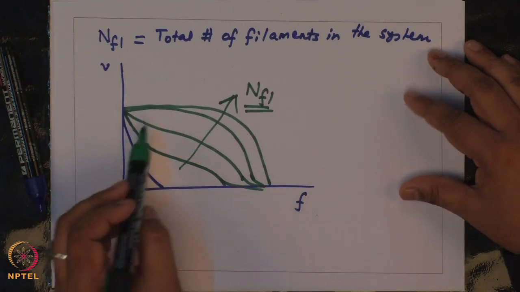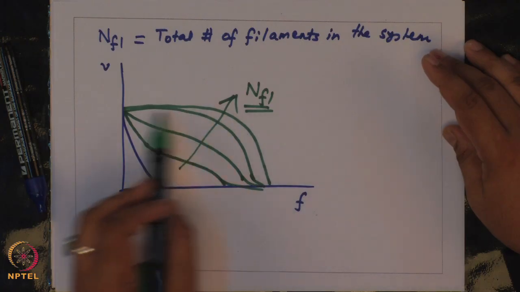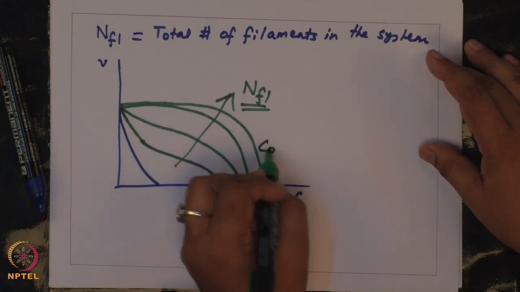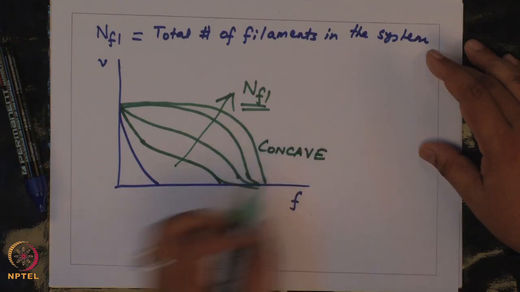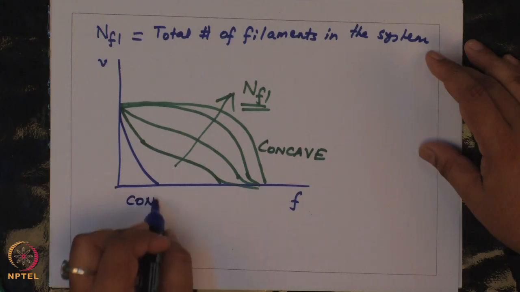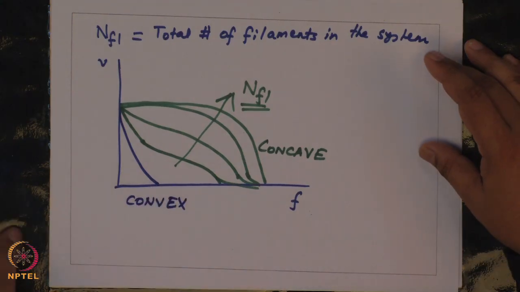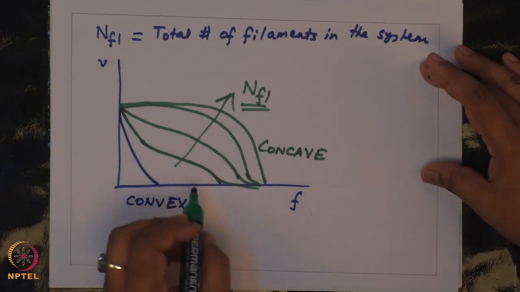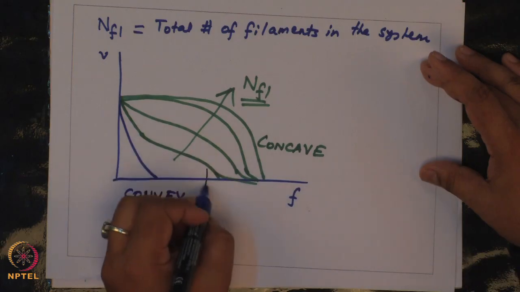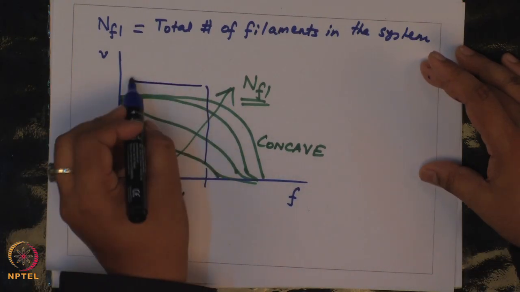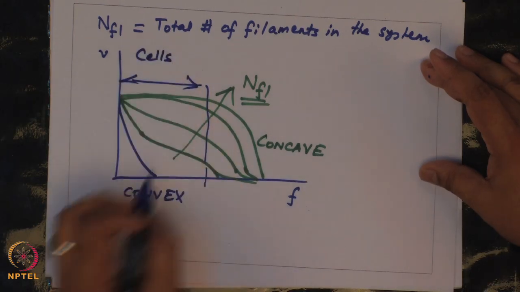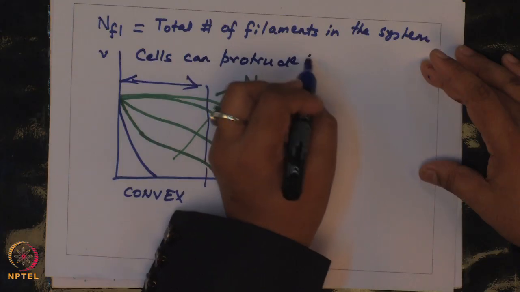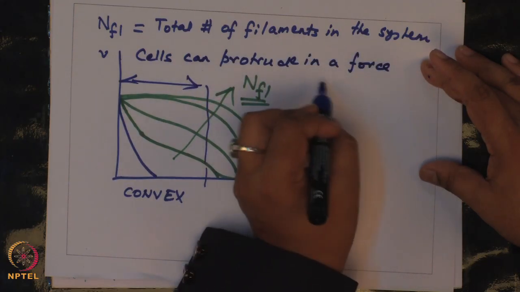Okay. So, from the profile you see that as you increase the number of filaments, beyond a certain value of NFL, your curve is concave. So, rightmost end is concave, leftmost end is convex. Increasing the number of filaments will make the force velocity curve more and more concave, which means over a wide range of forces, in this range, cells can protrude in a force independent manner.